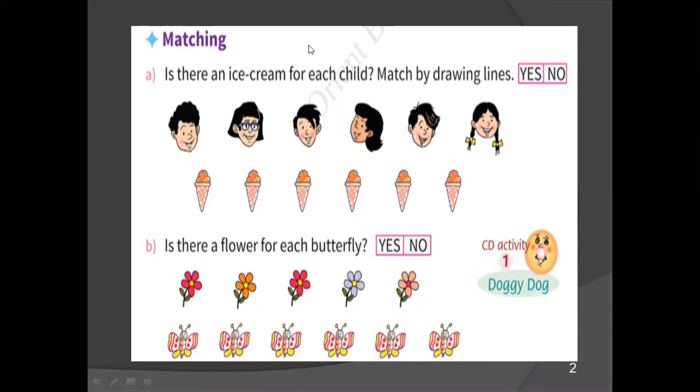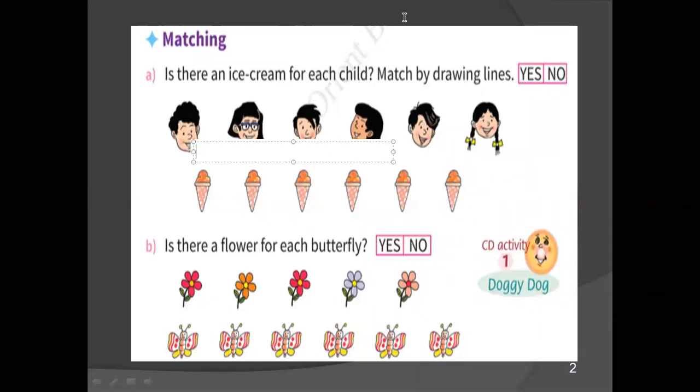Match by drawing lines. Yes, like this. See, he is having one ice cream. Yes. She is having one ice cream. Yes. He is having one ice cream. Yes. She is having one ice cream. Yes. He is also having one ice cream. Yes. She is also having one ice cream. Now all are having ice cream.